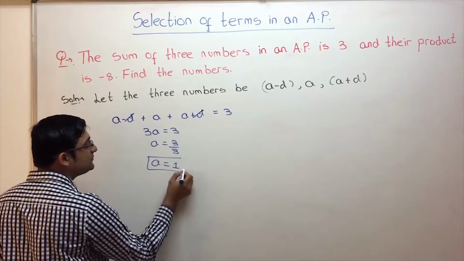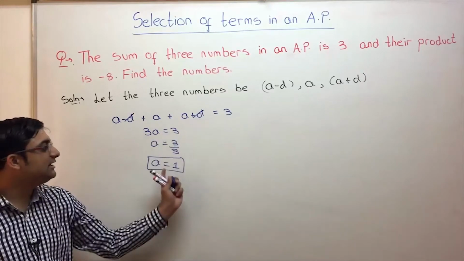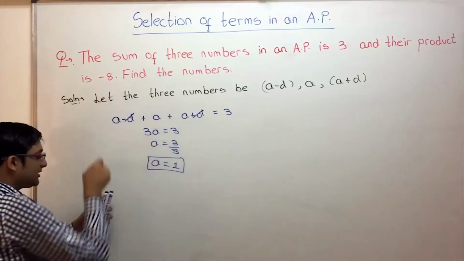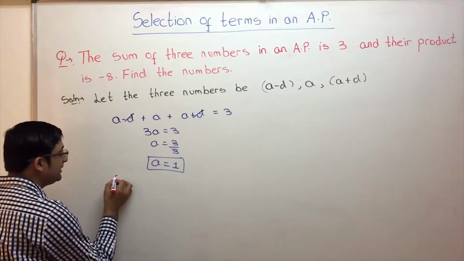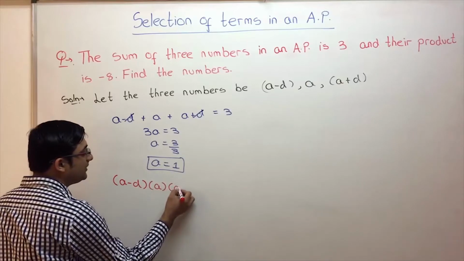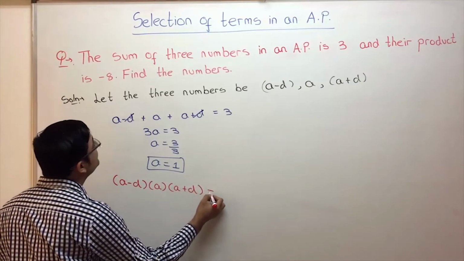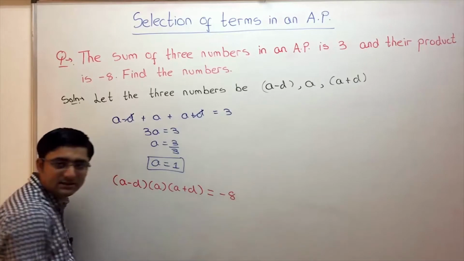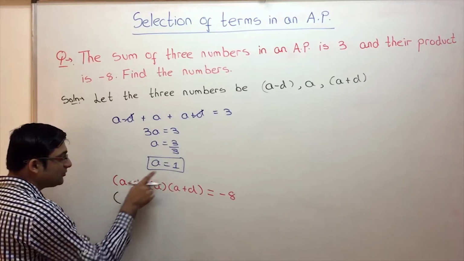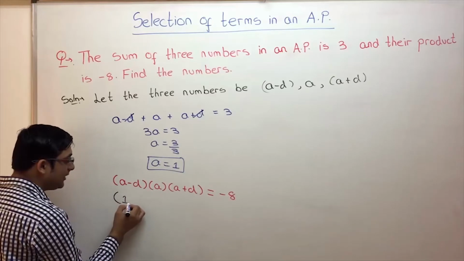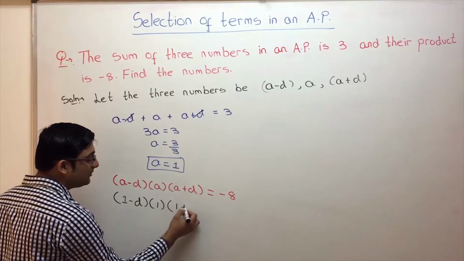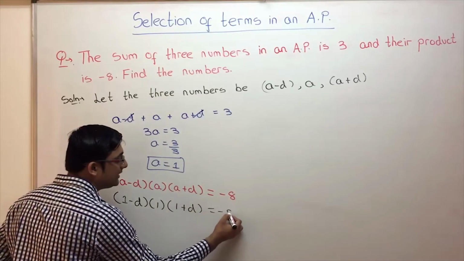So this is the advantage of choosing these terms. Immediately D gets cancelled out, A is equal to 1. What is the next equation? Their product is -8. So their product, meaning A minus D into A plus D, is given to us as -8. Is this clear? Now we already have the value of A, so plug in the value of A. A is 1. So 1 minus D into 1 plus D is equal to -8.